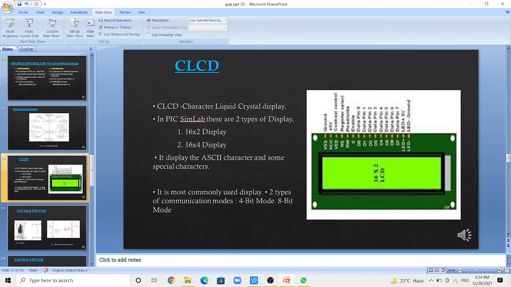If you look at this diagram, this is the display. What display is it? I think it is the 16x2 CLCD. Okay, now here you can see the 16x2 CLCD. Here we will see different peripherals also. Okay, and then go to next.